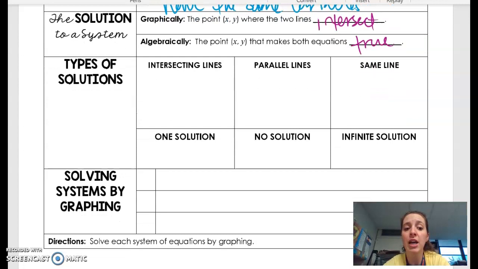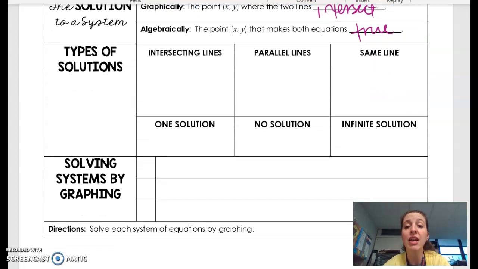So there's three different types of solutions that I can have. I can have intersecting lines, which is what most of our equations are going to look like in most of our systems. That's just where when I graph them, I end up with two lines that cross somewhere. Then I would have my solution right where they touch or intersect.